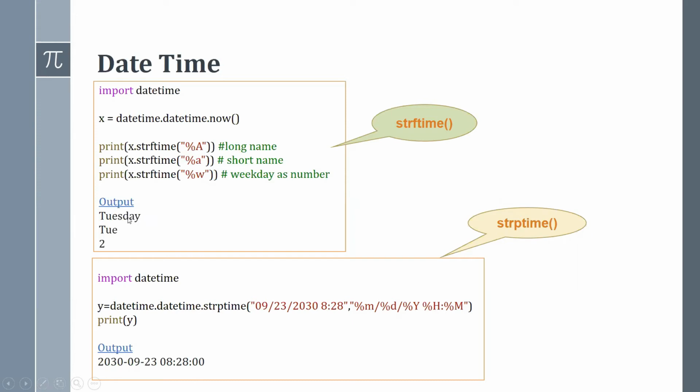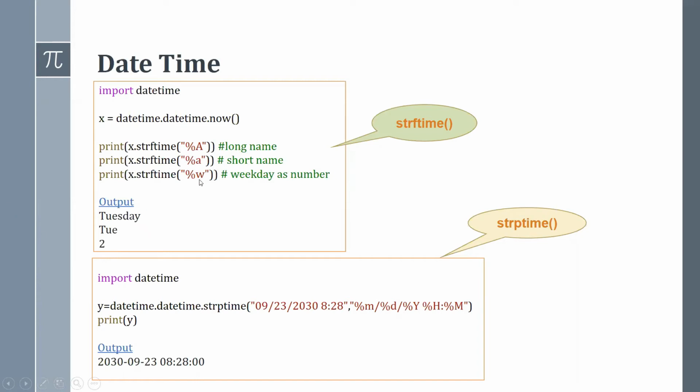So if you run the program today, you will get it as Saturday. Then percentage small a is the short name, so it will print just SAT or MON of that. Or if you give percentage w, it will print the weekday number. These are all some built-in functions in Python which you can use to format the data.